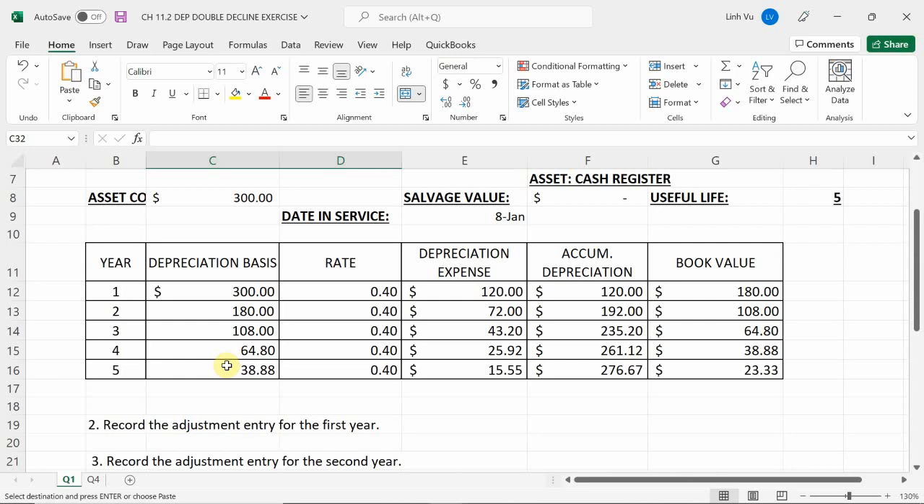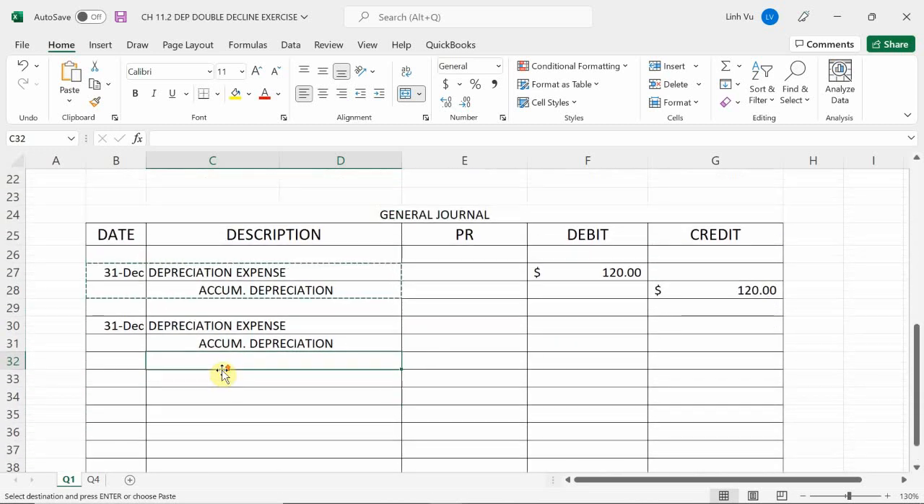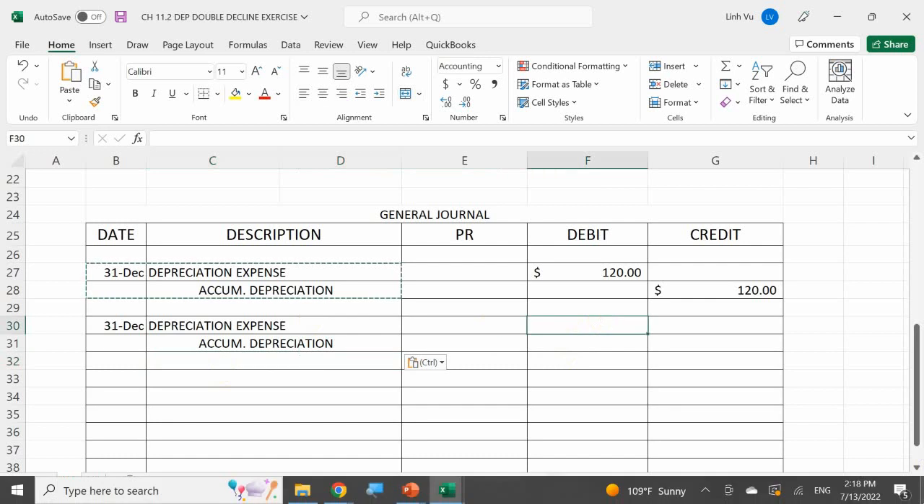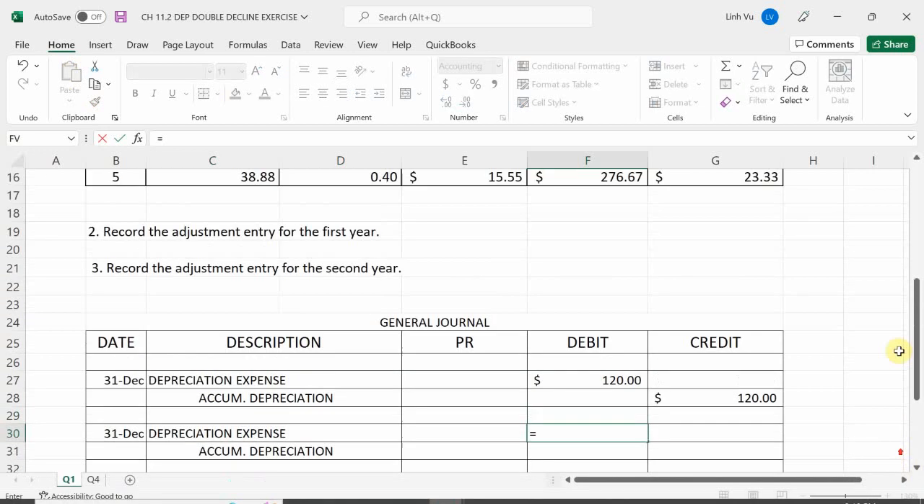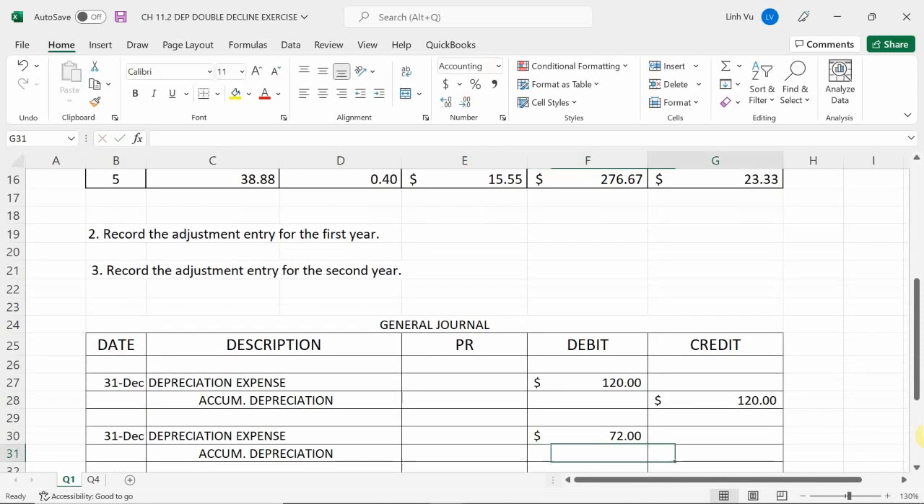You only depreciated it for 72 because the book value was already 180, and you're taking 40% of that, which only gave you 72 for the second year. So in this case, the only difference you're going to note here is your debits and credits. You're going to be debiting your expense by $72 for the second year.